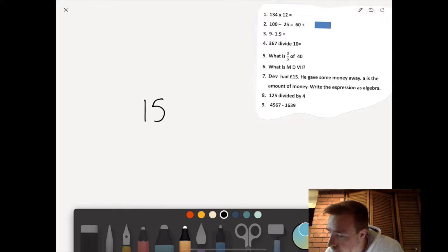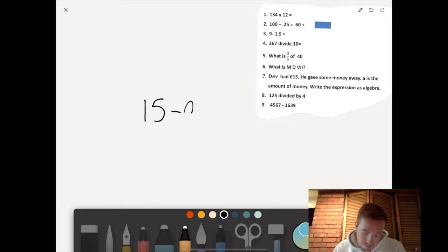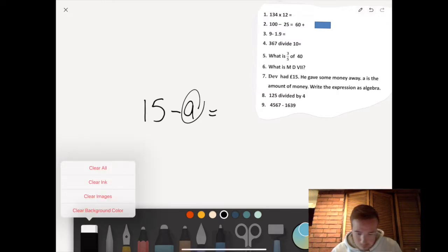15 subtract A. He started with 15. He gave some money away. A is the amount of money he gave away. So 15 subtract his amount of money equals, and then obviously an answer. But we don't know what the answer is without knowing what A stands for.